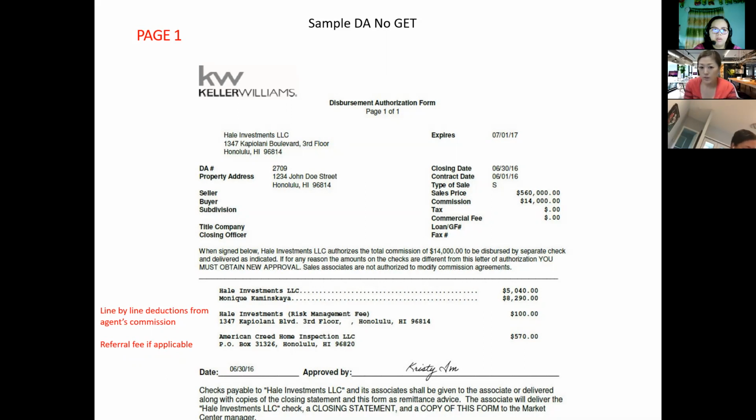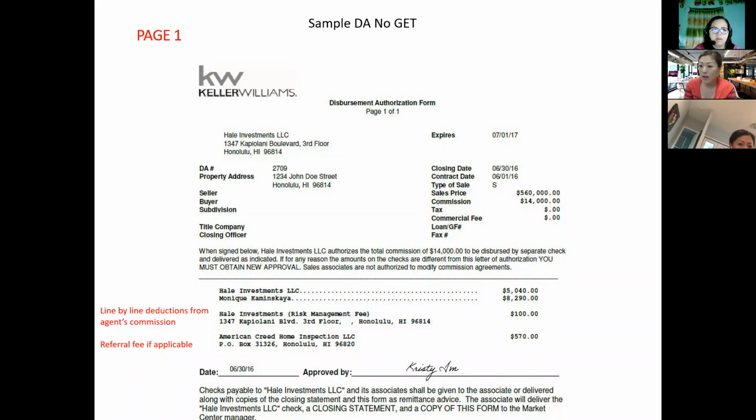So when you look at the first line, Holly Investments LLC, that's also Keller Williams Honolulu or Keller Williams Realty Maui. That's the amount that will be going to the brokerage, right? The second line is the agent's name and the check amount that they'll be receiving.